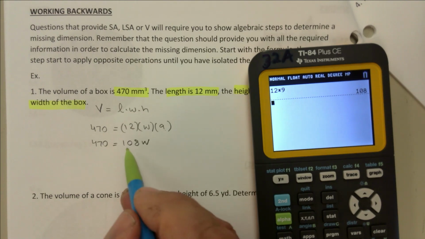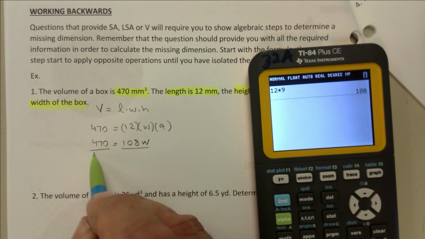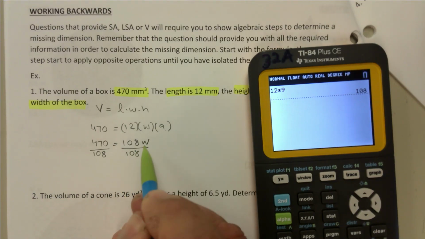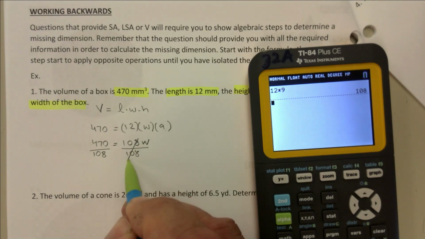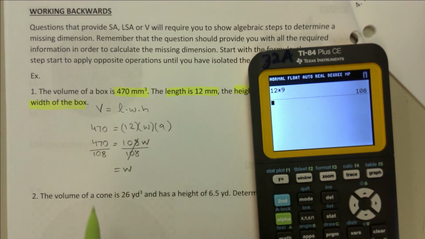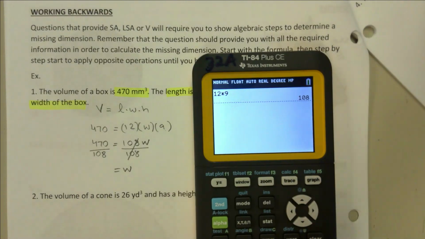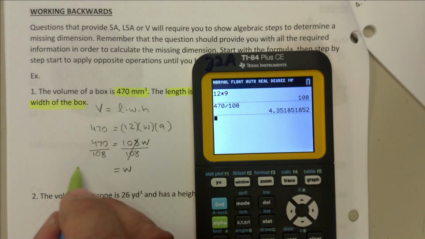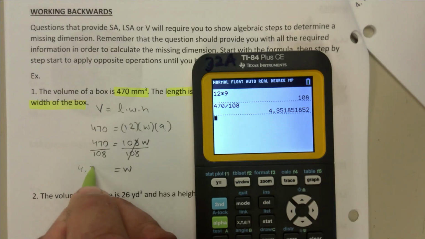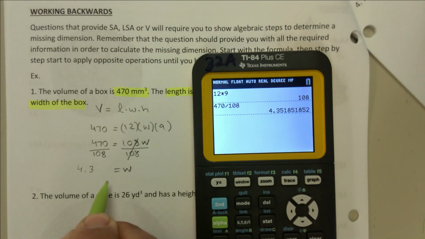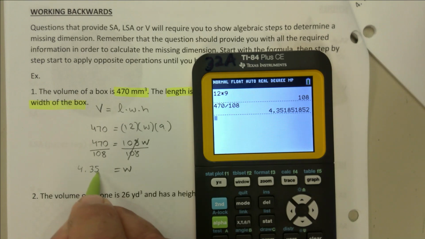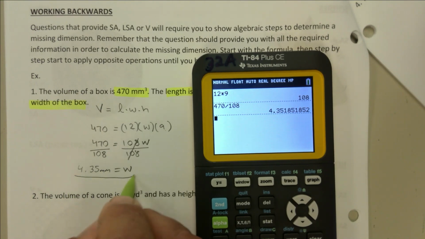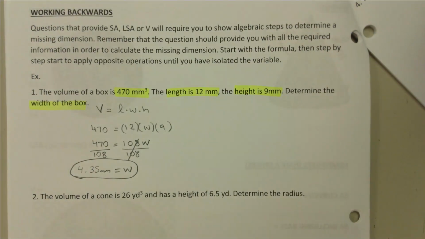Then divide everything by 108, because we want to isolate the variable. That's our ultimate goal. So we cancel that out. Some teachers would say they don't cancel, it turns into 1. Yes, you are right. Then you divide and you get 4 point something. This is the final answer, it's not like we're going to use it for something else. They ask us for this, so we round to 2 decimals, and our final answer is going to be in millimeters. So there you have it.